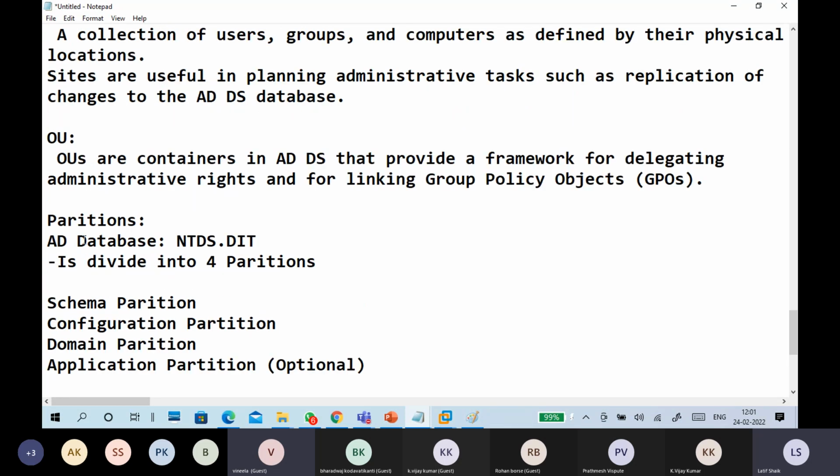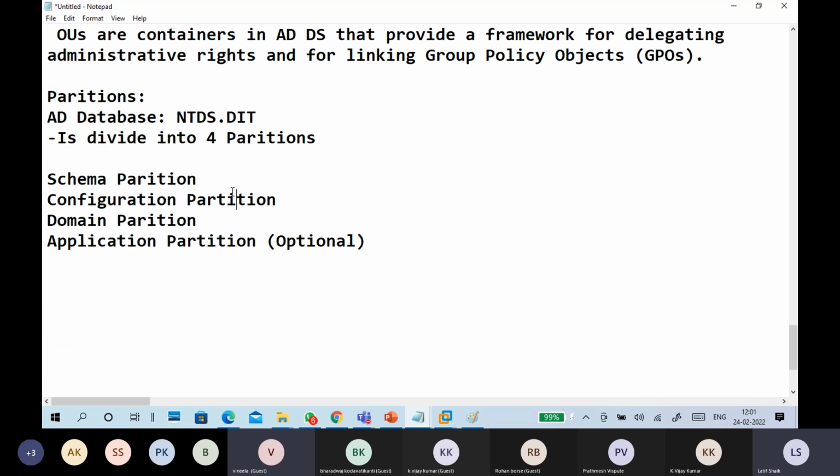So these are your partitions. The schema partition stores schema-related information. The configuration partition stores your forest configuration, meaning what services there are, like mail services, certification services, rights management services, like forest-level services. The total services information is stored in configuration partitions only.